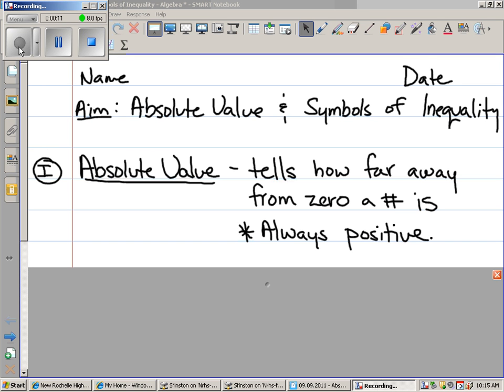Anybody know what the symbols look like, actually? Because we have to be careful that there's these symbols and then there's these symbols. Which ones are the absolute value symbols? Top or bottom? What do you think, Jordan? You agree or disagree? Fair enough. You're right. Yeah, the top ones are absolute value. You have to be very careful about that.